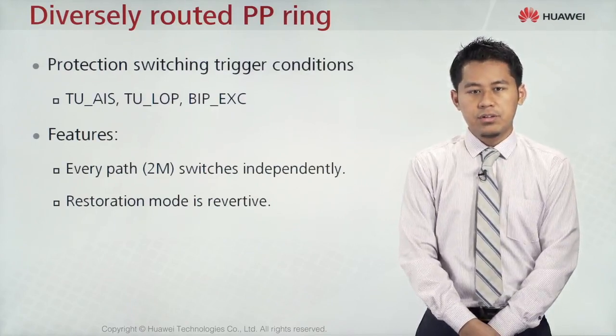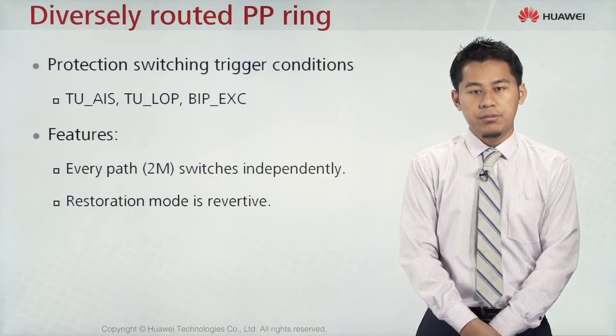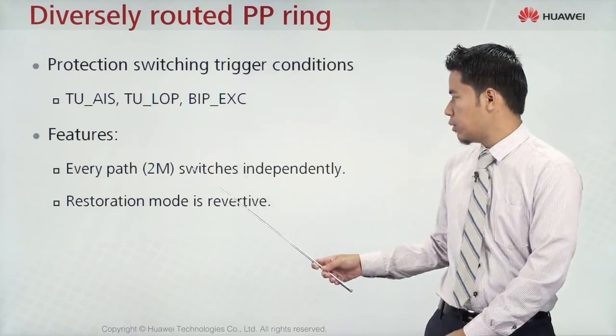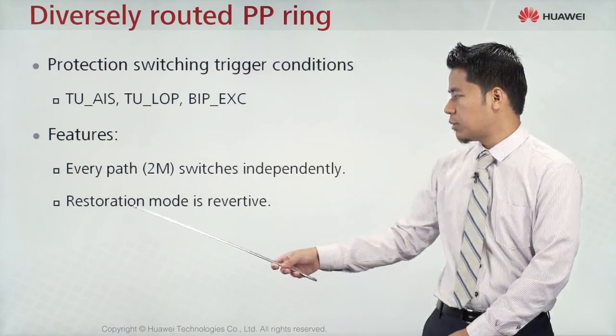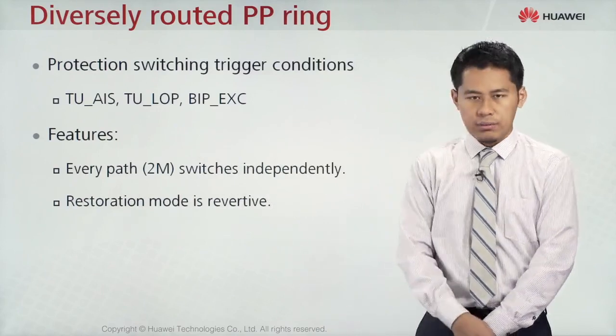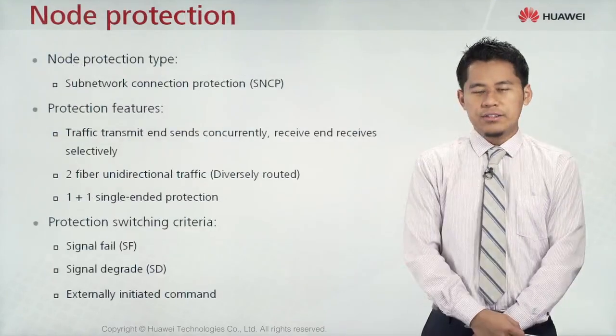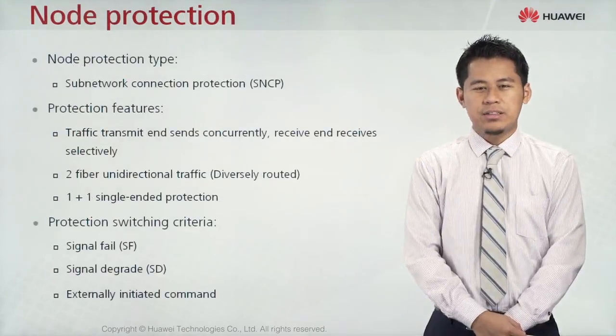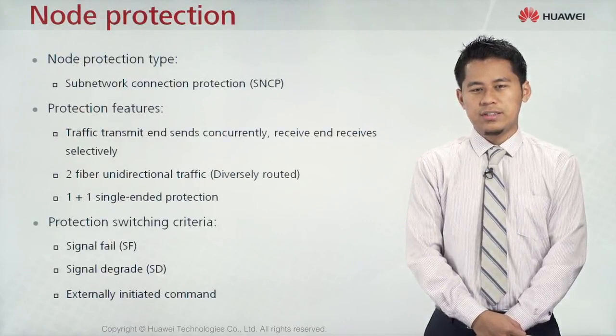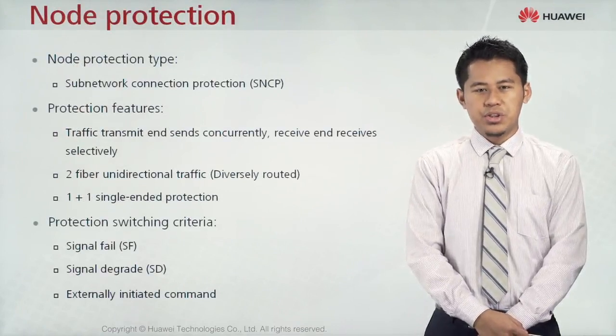So the features here, of course, we will refer to the every path, which is the 2M here, which switches independently, and restoration mode you can set as a derivative. Of course, derivative we need a WTR. Now let's go through with another protection type. We call it as a node protection. Here we call it as a SNCP, sub-network connection protection.